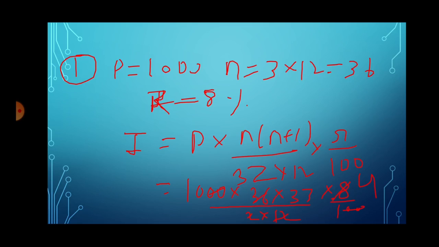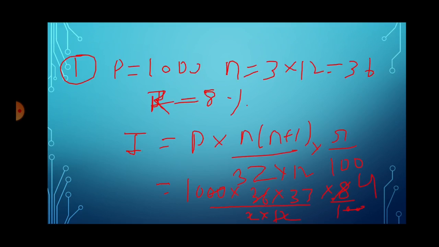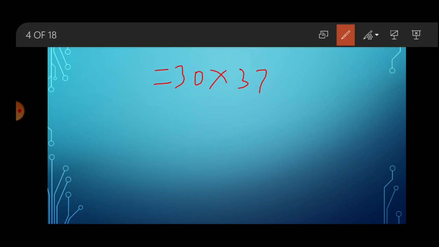So 30 into 37 into 4. On multiplying, we get 120 and 37. So 0, 12 sevens are 84 and 12 threes are 36, so 4440. So this is what your interest is.